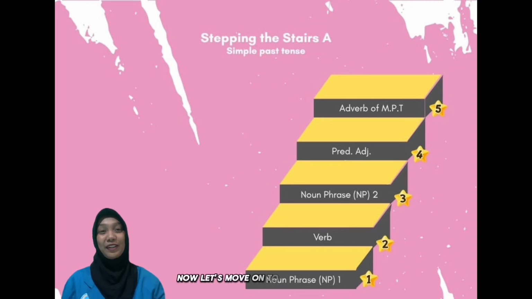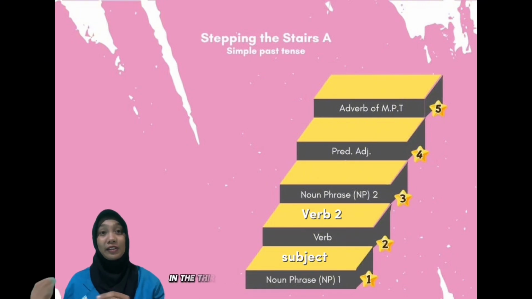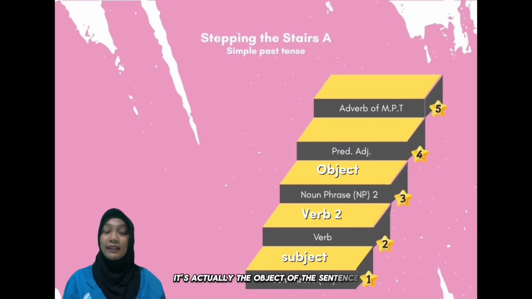Now let's move on to the 5 stairs. In the first stair, there is a noun phrase 1, or we call it NP1. It's actually the subject in a sentence. And then in the second stair, there is a verb. And because I explained about past tense, of course, in this stair we use the past verb. And then in the third stair, there is a noun phrase 2, or we can call it NP2. It's actually the object of the sentence.